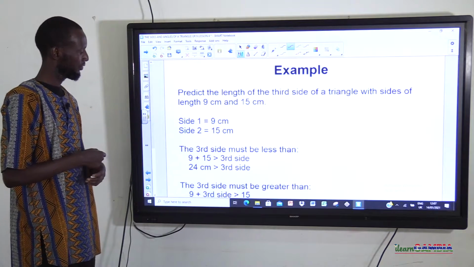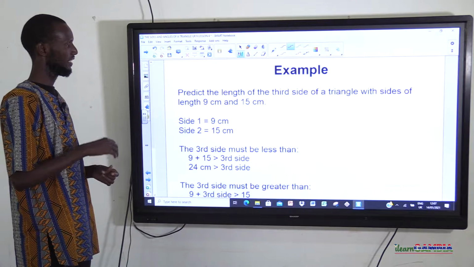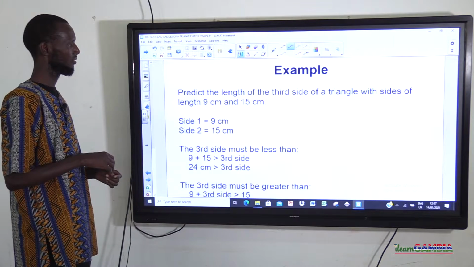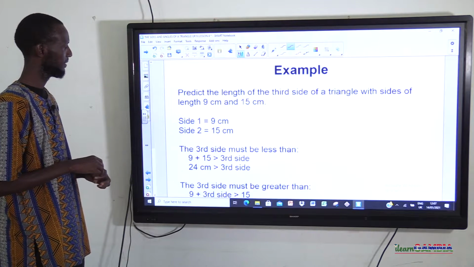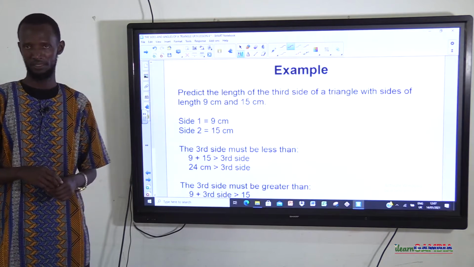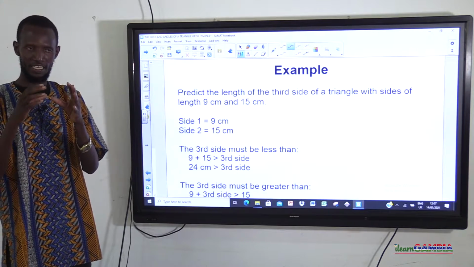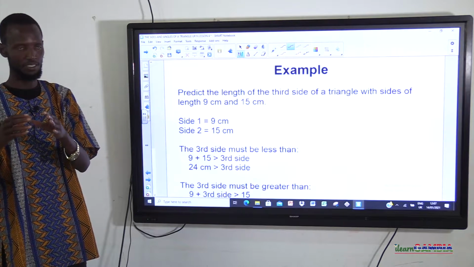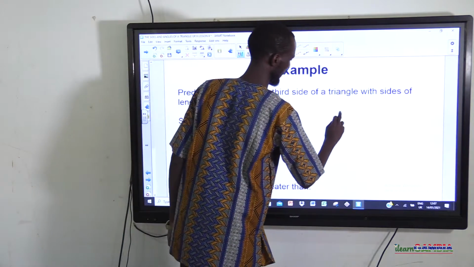Now we still continue. Predict the length of the third side of a triangle with sides of length 9 centimeters and 15 centimeters. Again, let's try the same process, assuming that our third side is x.